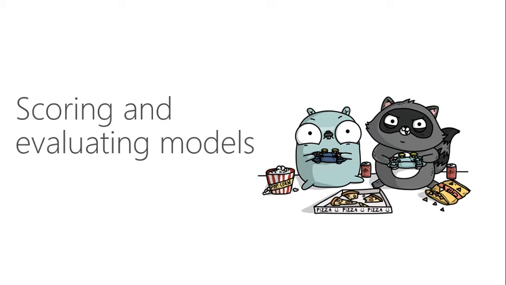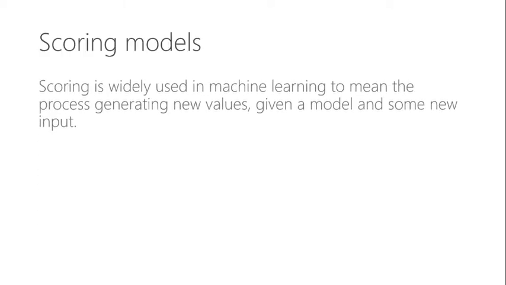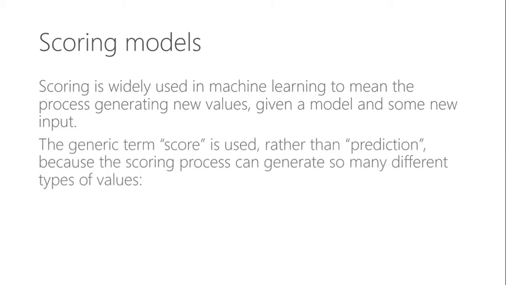For scoring and evaluating models, scoring is widely used in machine learning to mean the process of generating new values given a model and some new input. The generic term is score rather than prediction, because the scoring process can generate so many different types of values.